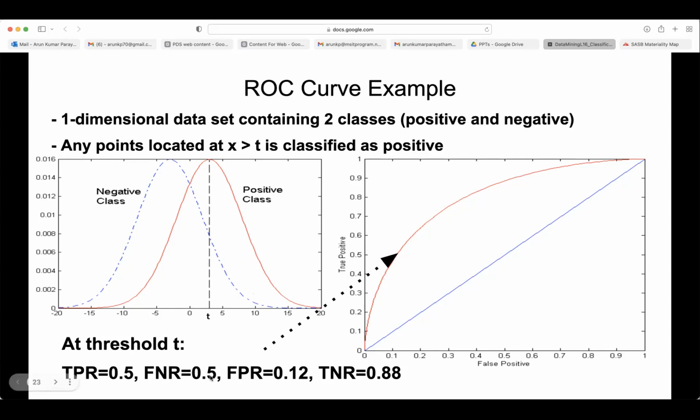Then false negative rate is 0.5. Again, half are positive but you said they are negative. Then FPR is 0.12. So only 12 out of 100 non-positives you predicted as positive. Then TNR equal to 0.88. So at this threshold, this converts into a ROC curve like this. It is covering more area than the lower half of the rectangle. That's why it may be a somewhat good algorithm compared with random guess.